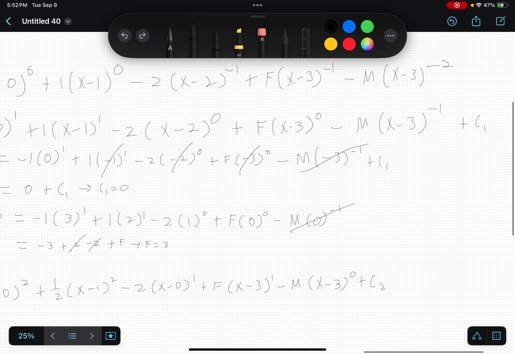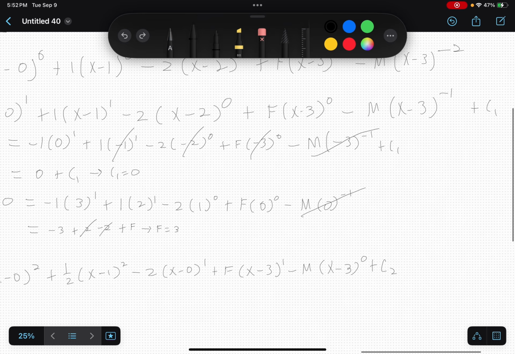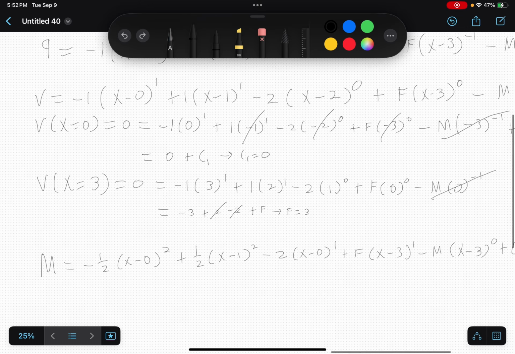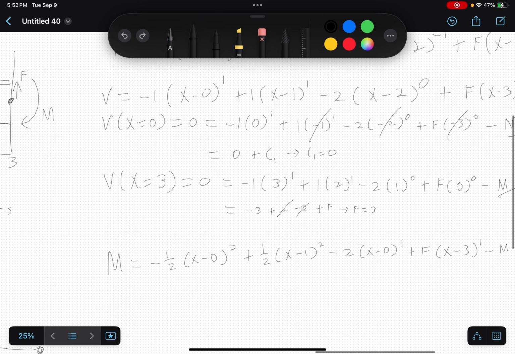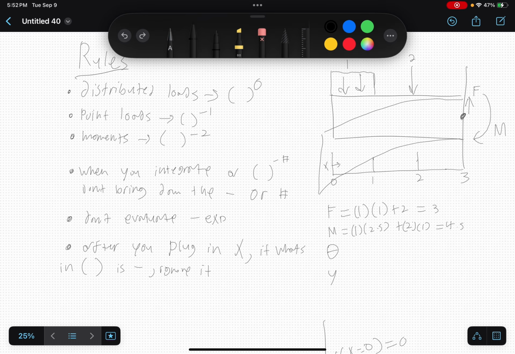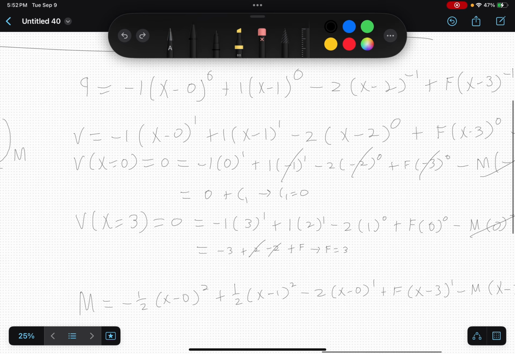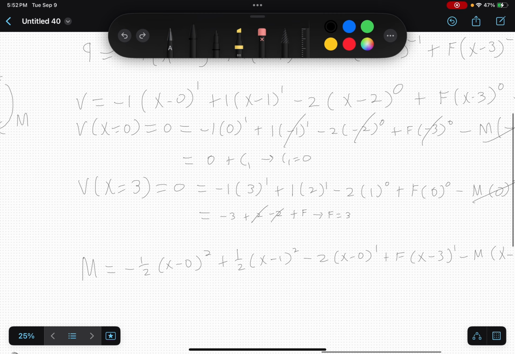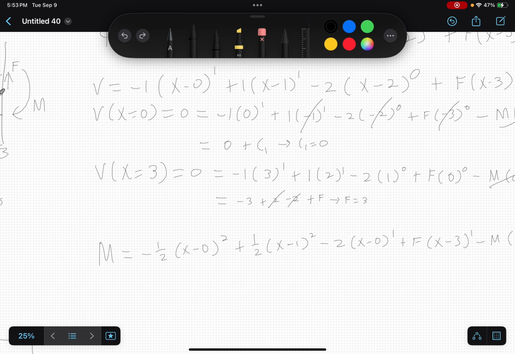I think this is right. What's the rule? When you integrate a negative number, don't bring down the number or the negative. But if you integrate a positive number, bring down the number. So when I integrated to 2, I brought down the 2.